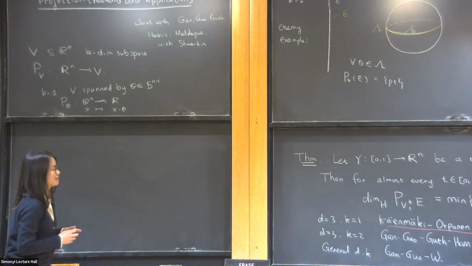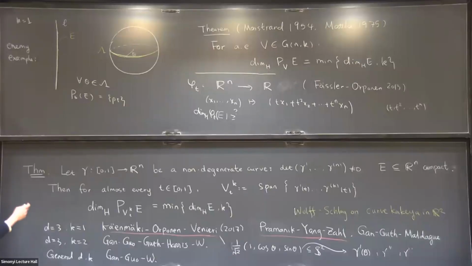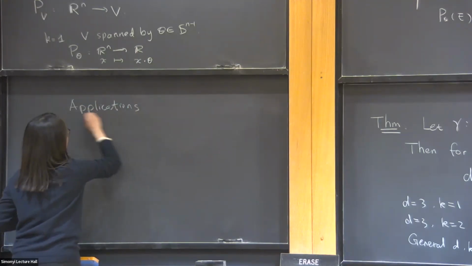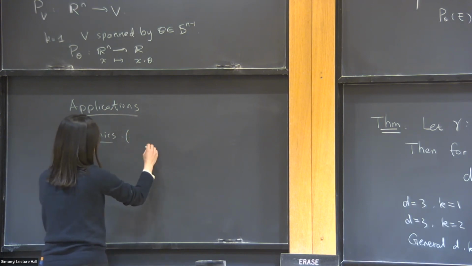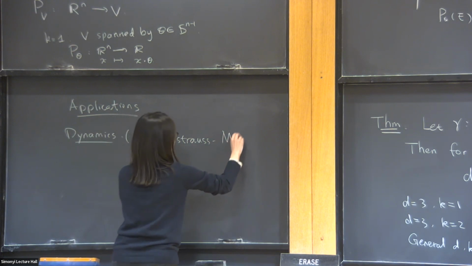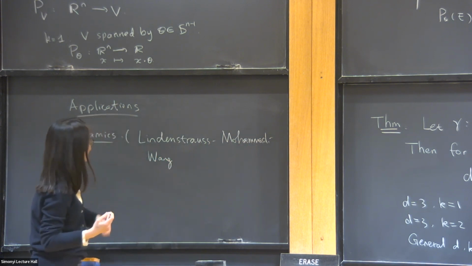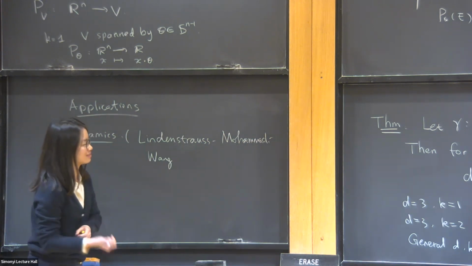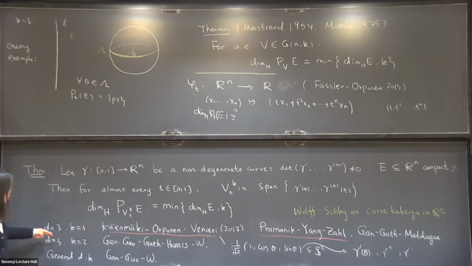Oh, sorry, I forgot to mention applications. There are two applications about this theorem that I know so far. One is in dynamics. That's the work of Mohammadi and Wang, who is not me but sitting here, and they proved some effective equidistribution result using, as one of the tools, this result about restricted projections from R3 to R.